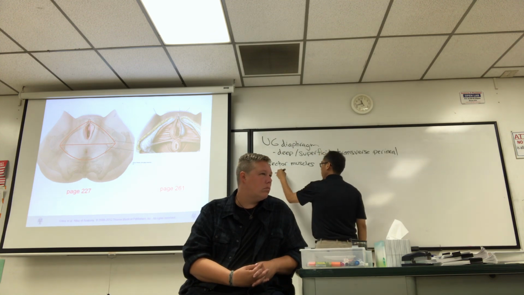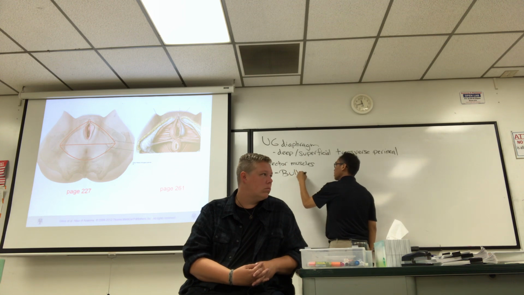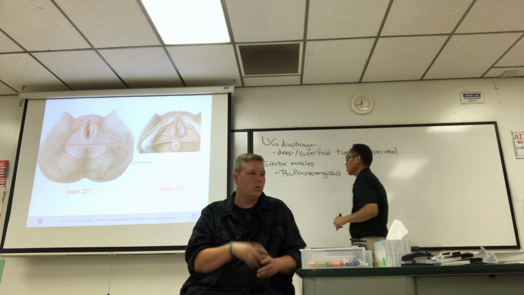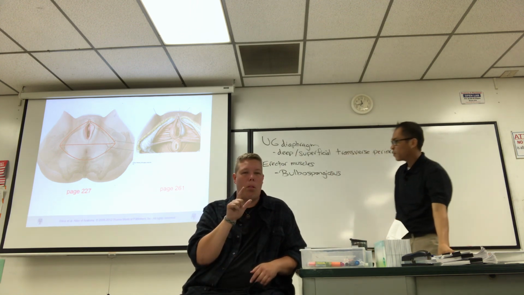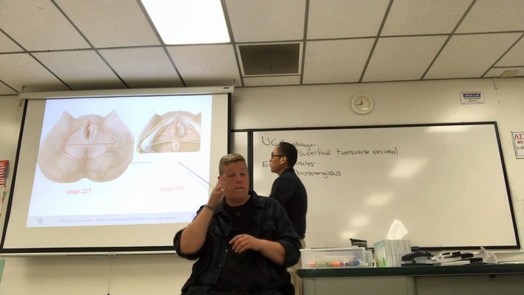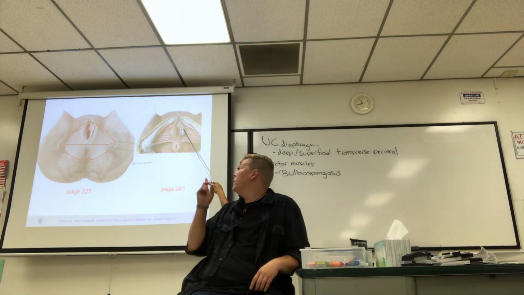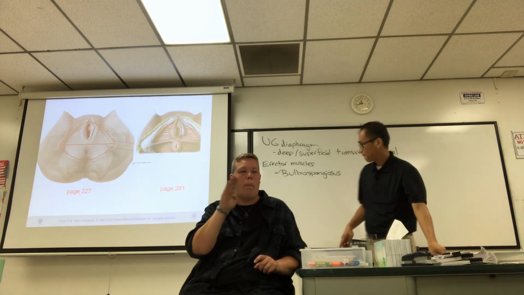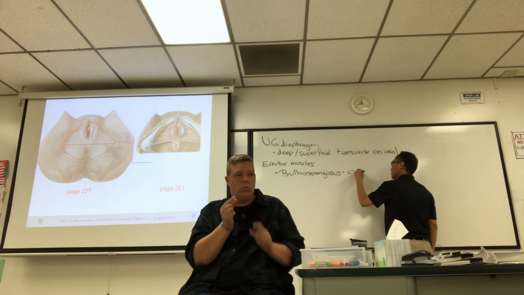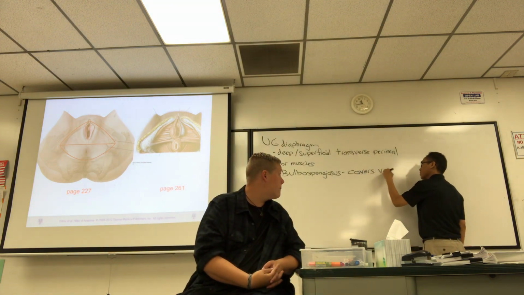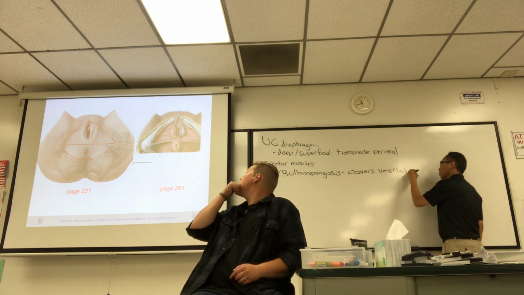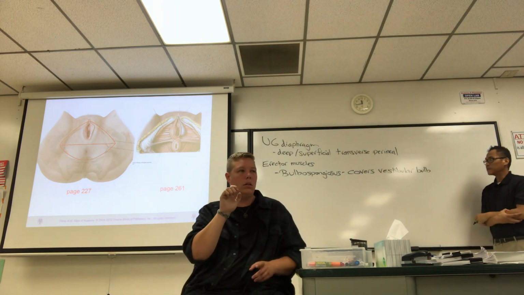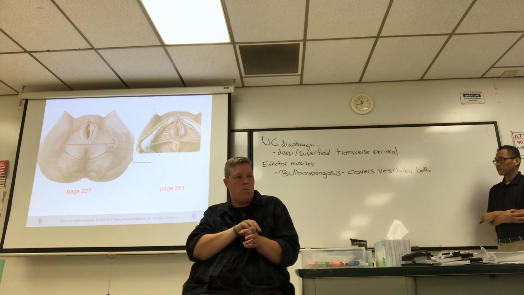You have the bulbospongiosus. The bulbospongiosus in females, we noted this earlier, remains open right there. Here it is on one side. They cut it away so you can see what it covers. That is the vestibular bulb. It covers the vestibular bulb. It's erectile tissue. In the male, it's the bulb of the penis. So in females, it's the vestibular bulb.